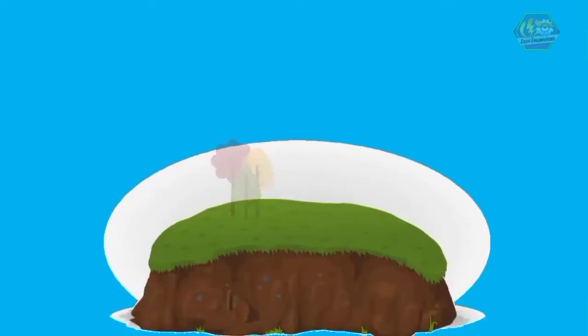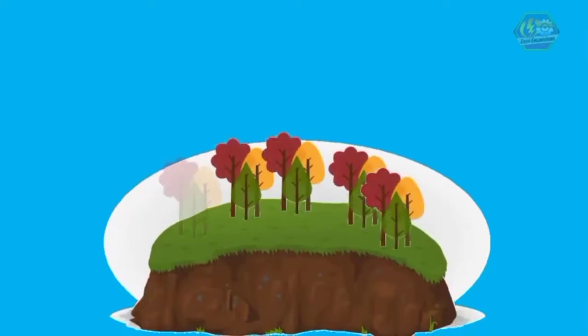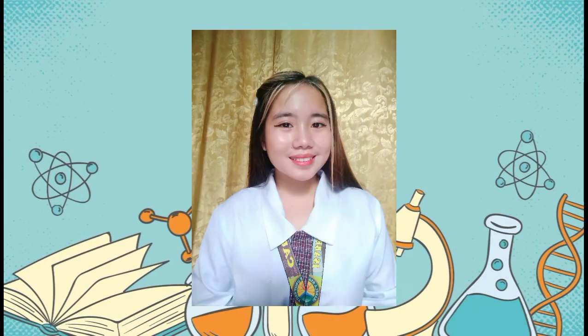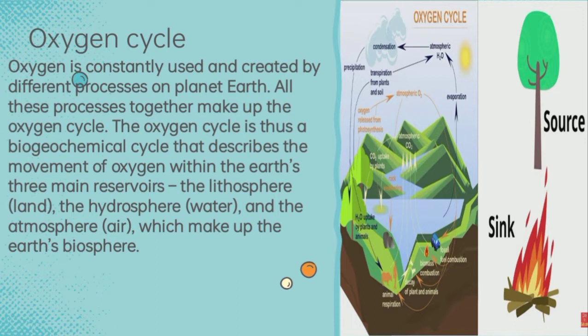But since all of us are using it, will it run out eventually? The answer is no. Nature is so good at balancing things, that's why there's a process called the oxygen cycle. What exactly is the oxygen cycle? Oxygen is constantly used and created by different processes on planet Earth. All these processes together make up the oxygen cycle.